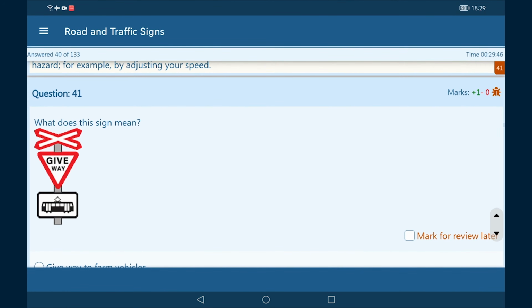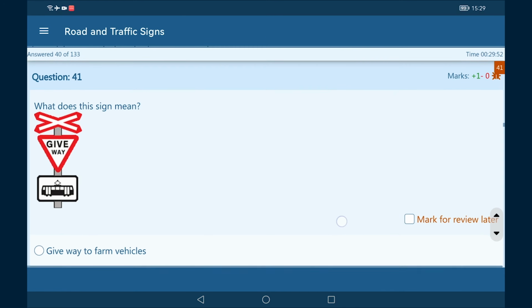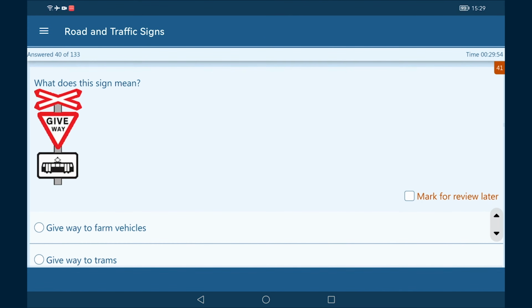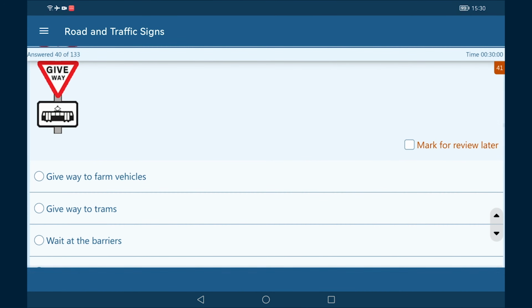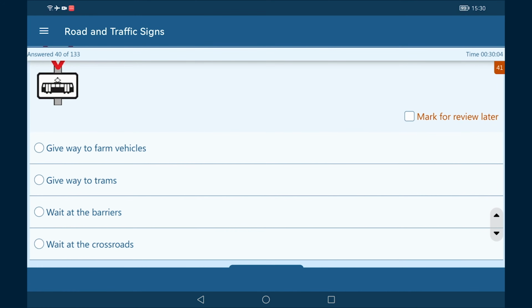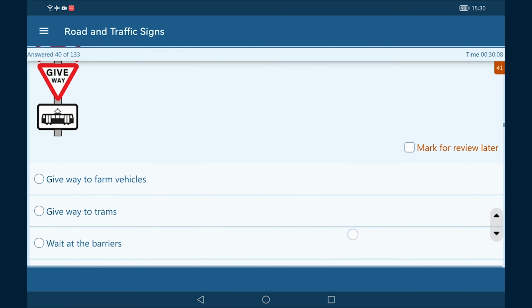Option 1, give way to farm vehicles. Option 2, give way to trams. Option 3, wait at the barriers. Option 4, wait at the crossroads. The correct answer is option 2, that is, give way to trams.